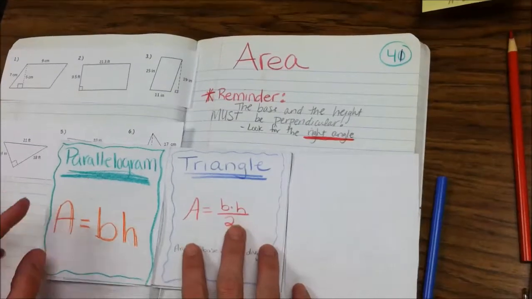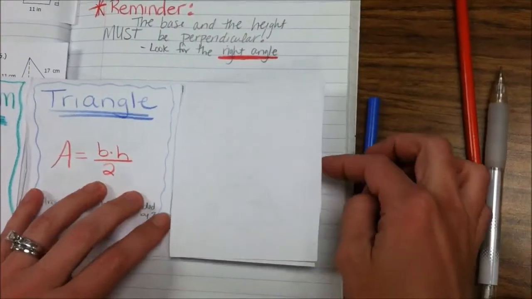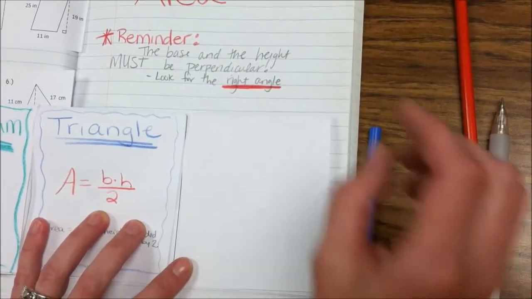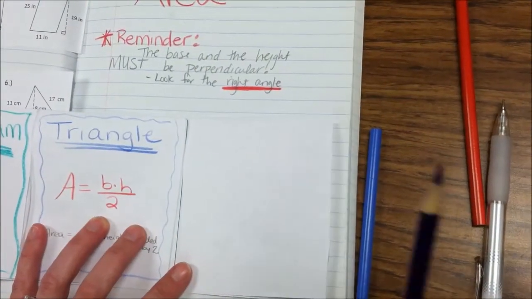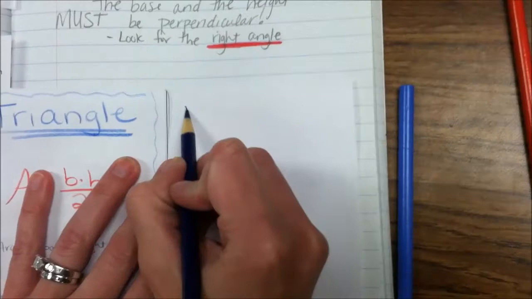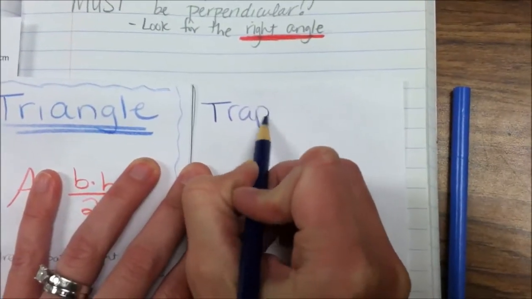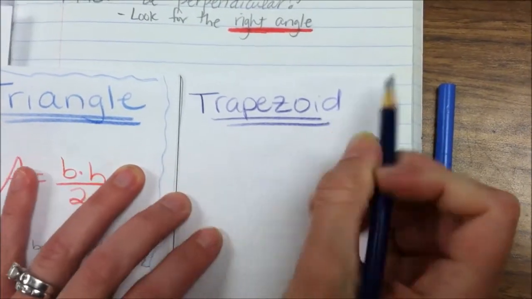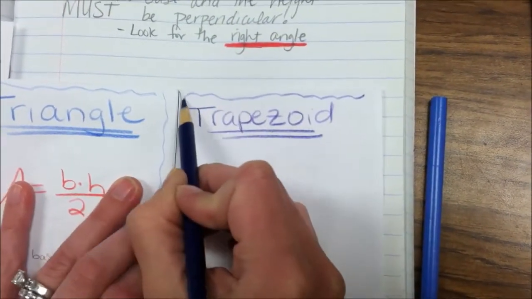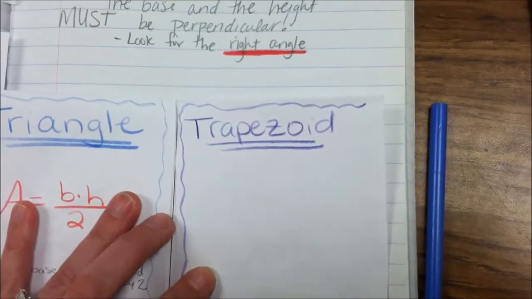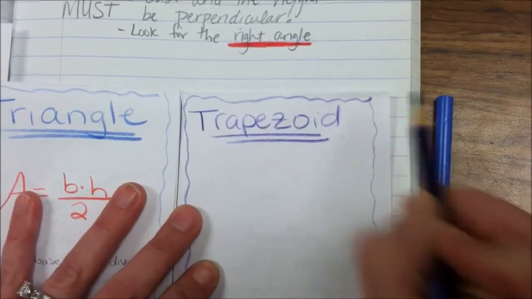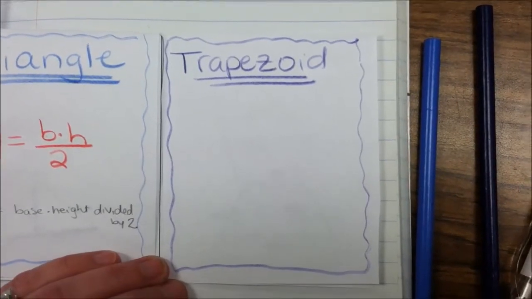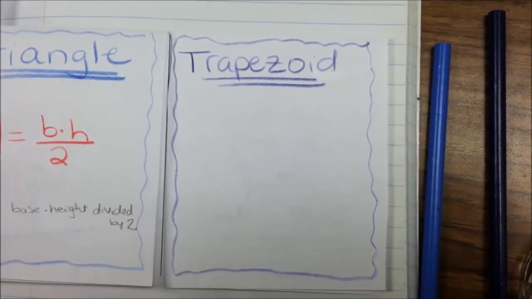Next, we're going to go to our third section of our foldable right here. And this is your trapezoids. So I'm going to pick purple, and I'm going to write trapezoid. Okay, I'm going to do my little outline, make it look cute. Okay, the formula, I'm going to write it in orange. Now this one is a little bit tricky.